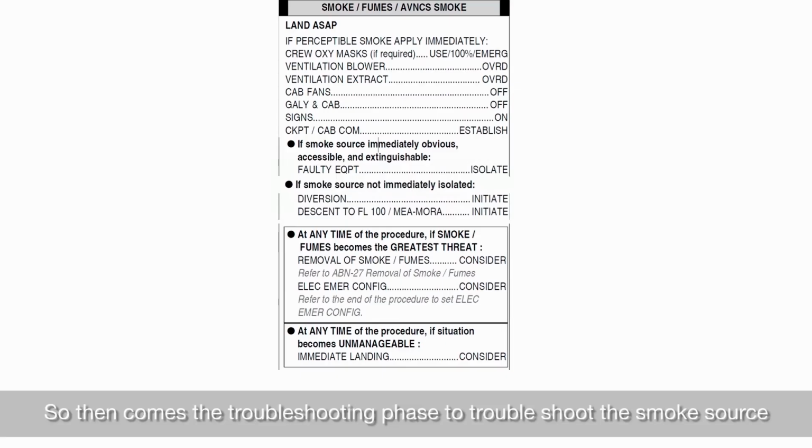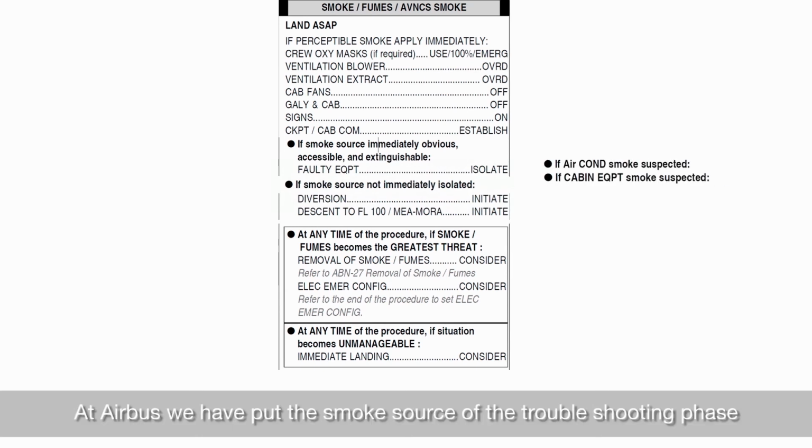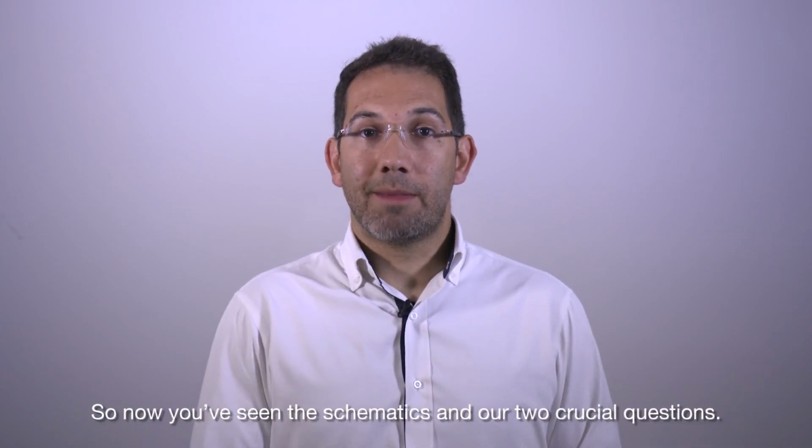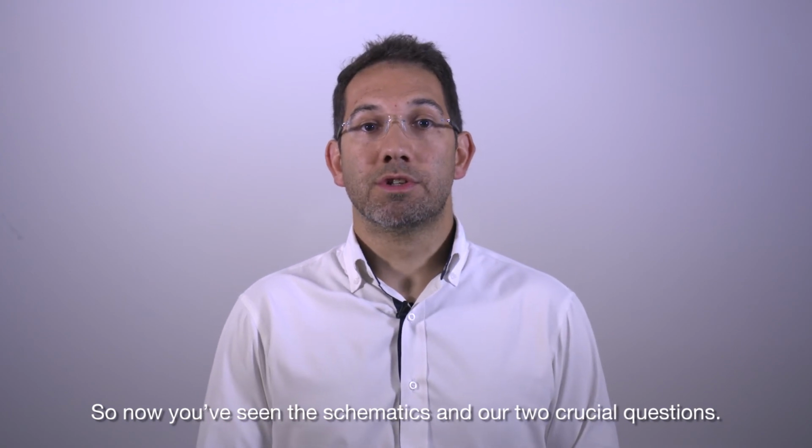So then comes the troubleshooting phase, to troubleshoot the smoke source. At Airbus, we have put the smoke source of the troubleshooting phase in the order of most probable to less probable. So, now you've seen the schematics and our two crucial questions.